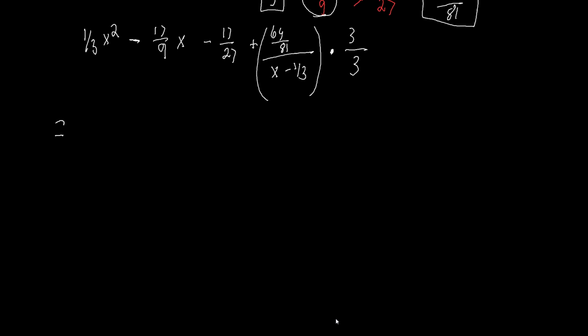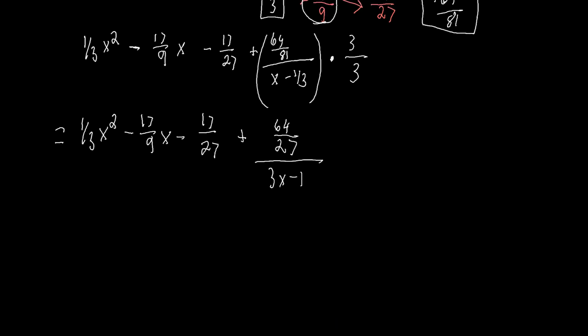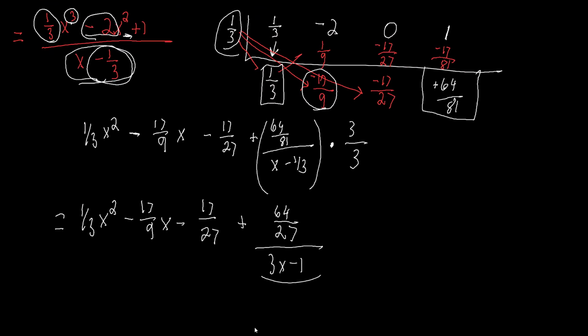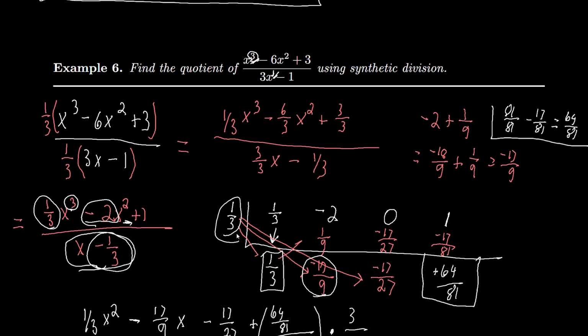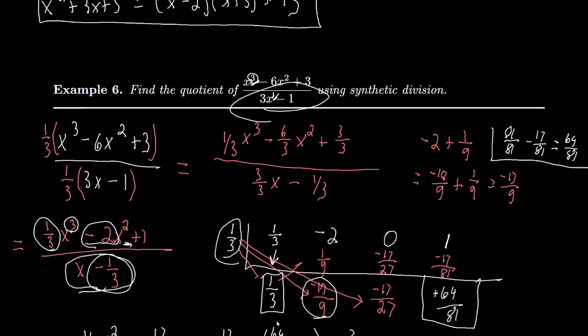So this thing is going to look like, when we get done with it, 1/3 x squared minus 17/9 x minus 17/27, okay, plus 64 times 3 over 81 is the same thing as 64 times 3 over 81, and 3 over 81 is just that 27 term again. So this is going to be 64 27ths over 3x minus 1. And you'll notice that this 3x minus 1 is exactly what we divided by originally, which is what we're trying to get.